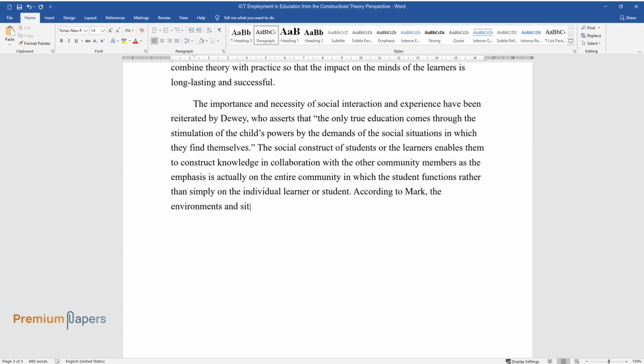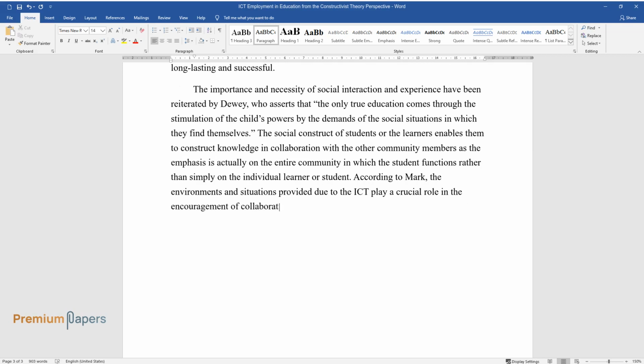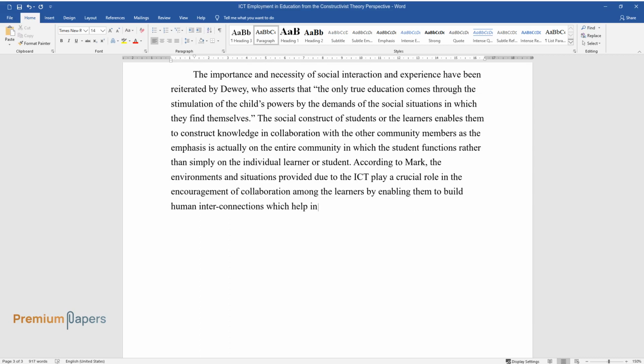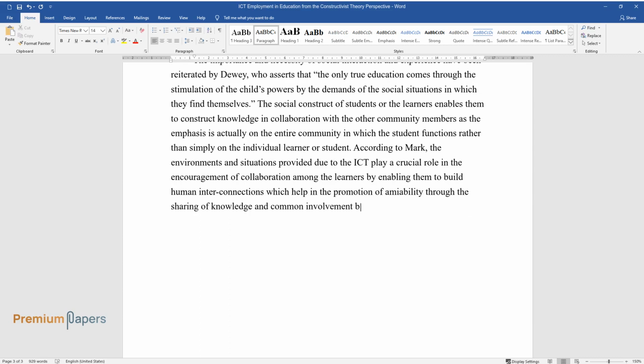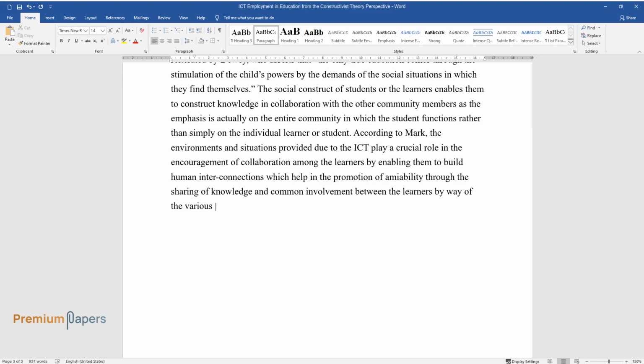According to Mark, the environments and situations provided due to the ICT play a crucial role in the encouragement of collaboration among the learners by enabling them to build human interconnections, which help in the promotion of amiability through the sharing of knowledge and common involvement between the learners by way of the various activities.